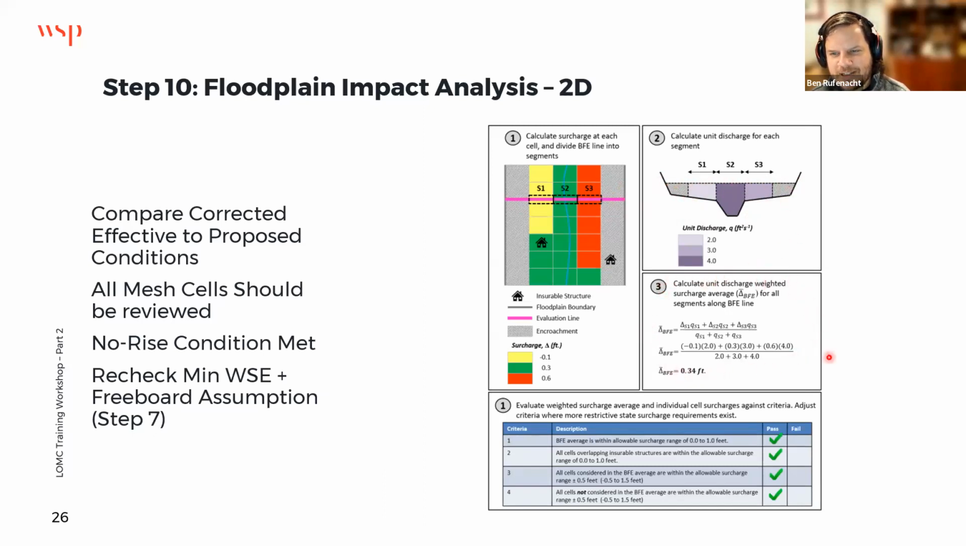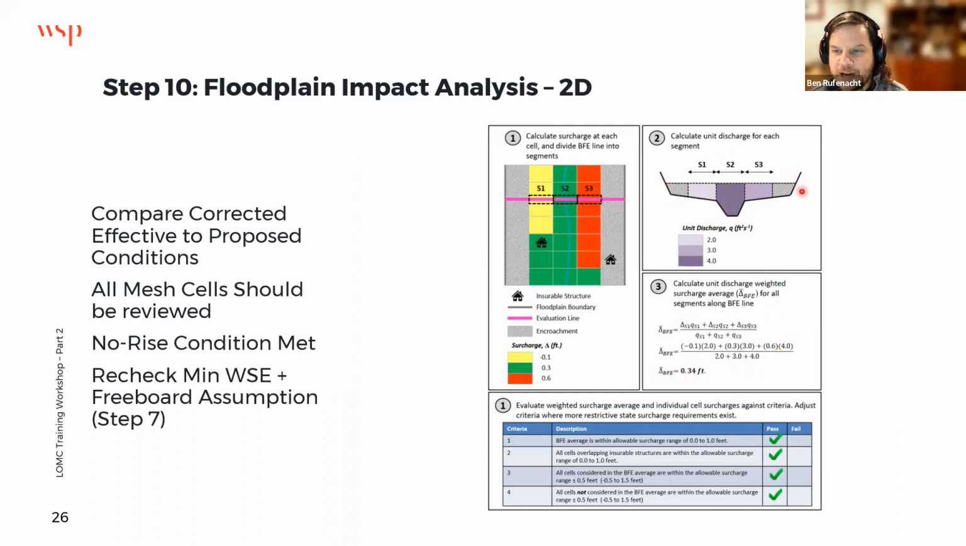There is an example. This is using unit discharge average. So they're actually weighting the surcharge by unit discharge, so the surcharge across this channel cell, because more of the flow is in here, is weighted heavier than these outside edges. This is an example of how you can average it across each BFE.